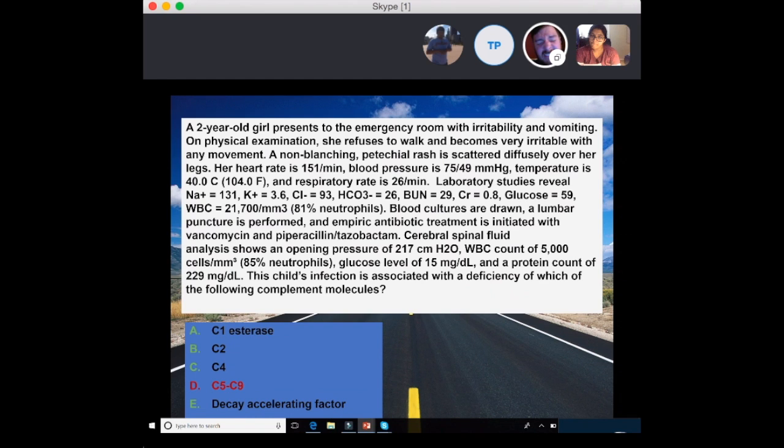And then as far as the cerebrospinal fluid, the only thing that you really need to know from there was that the glucose level was low, so you knew it was a bacterial infection. And the white blood cells in the blood are neutrophils, so you knew it was bacterial and not viral. The drugs threw me off for this one. Right, and that's why I was kind of like, what?